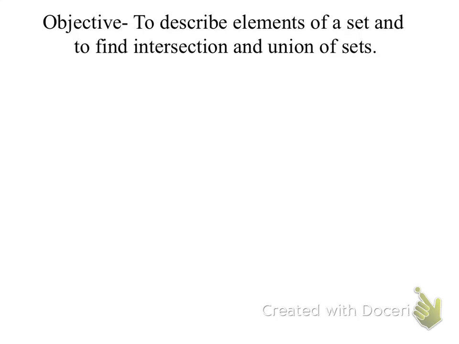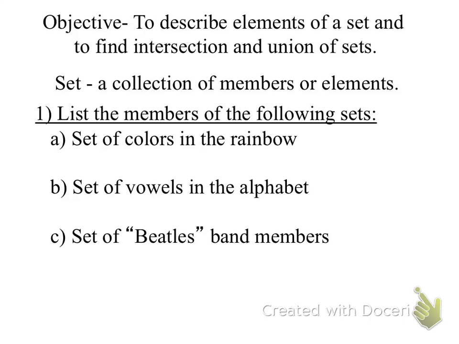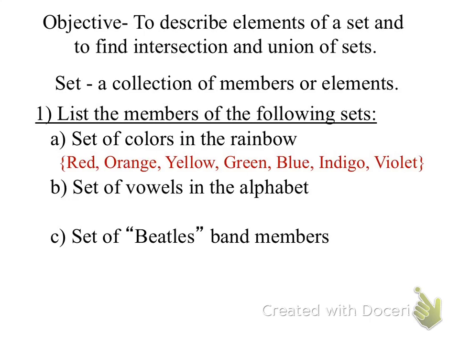All right, so today we're talking about a set or sets, a collection of members or elements. When we have a set of things, we call the different pieces or parts of the sets members. So, what are the members for the set of a rainbow? What are the members? Grant. Red, orange, yellow, green, blue, indigo, and violet. Good. Okay, what are the members of the vowel set for the alphabet? Cynthia. Good. Tell me about the members for the Beatles.